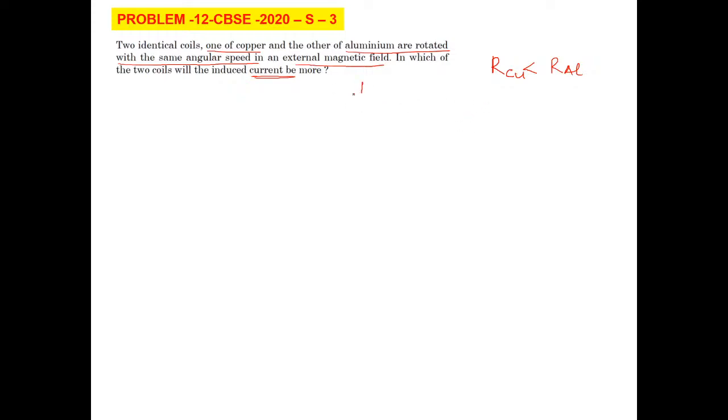And we know that current is equal to EMF divided by R. So these are the two points we have to remember while solving this: the resistance of copper is less than the resistance of aluminum, and current is equal to EMF divided by R. Let's see the solution.